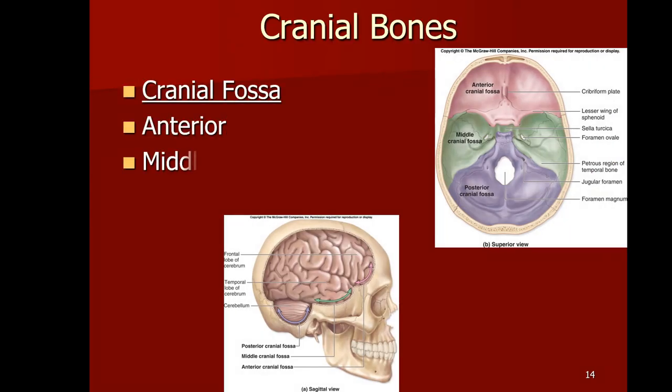Other things, this is relatively simple, but cranial fossa refers to the different levels within the skull that allow the brain to fit in. You can see how the brain has these different layers. Well, your skull has different layers also. It allows the brain to fit in there nicely. So anterior, middle, posterior. Really nothing too exciting there.